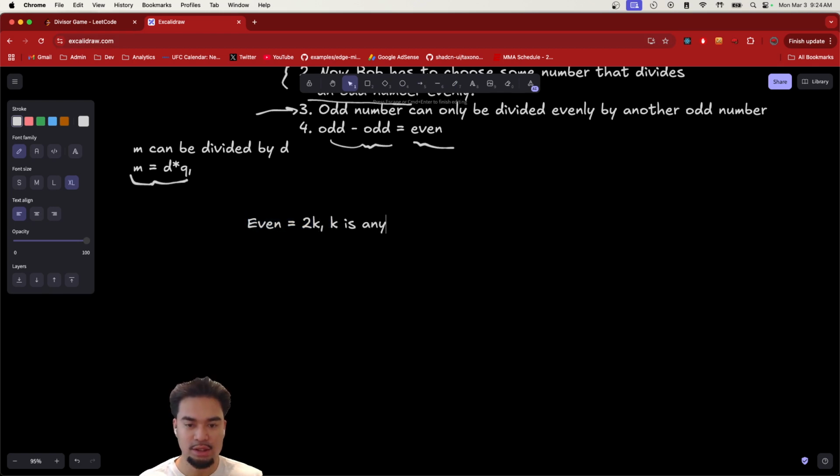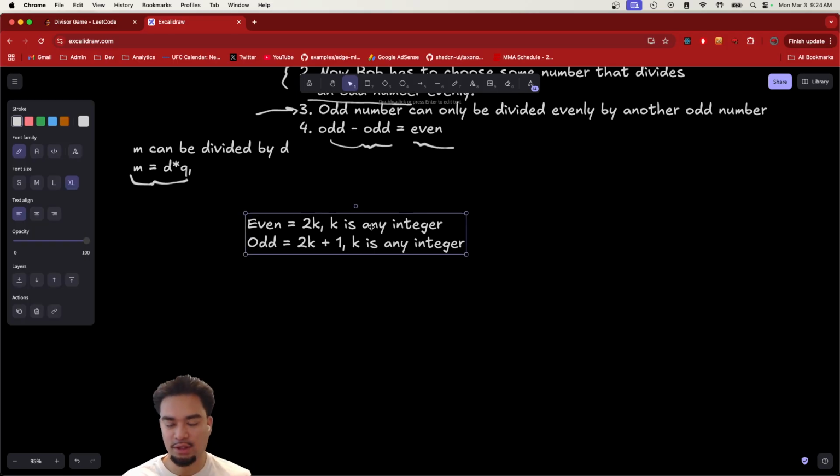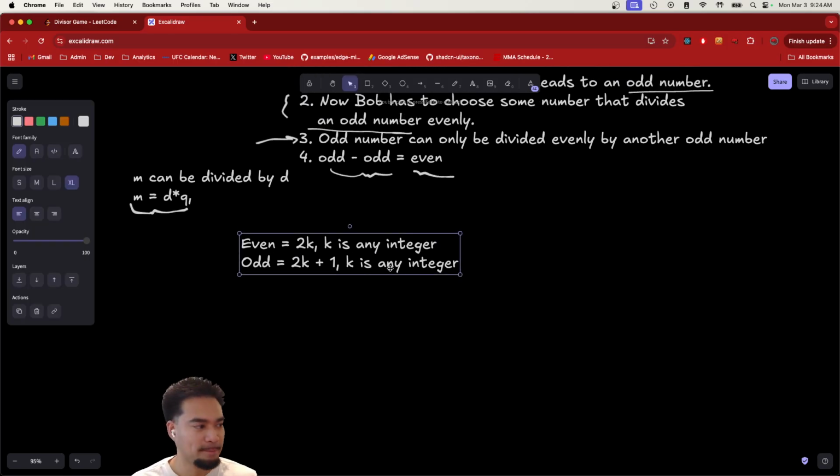K is any integer. It has to be an integer there. What does it mean for something to be odd? This is how you can represent an odd number, right? This is discrete mathematics. They tell you this in your first class.